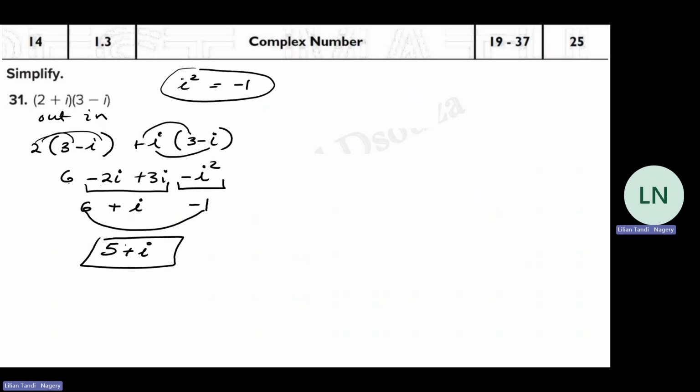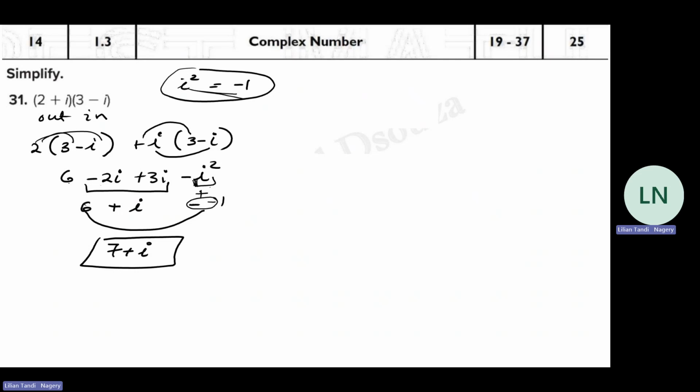Wait. Yes, positive i times negative i is negative i squared. Okay, I need to explain this better. This part is still negative 1 because we say that i squared is negative 1. So this will be negative 1. So negative 1 minus negative 1 becomes positive 1. And 6 plus 1 becomes 7. Yes, so you have to be very careful about that.